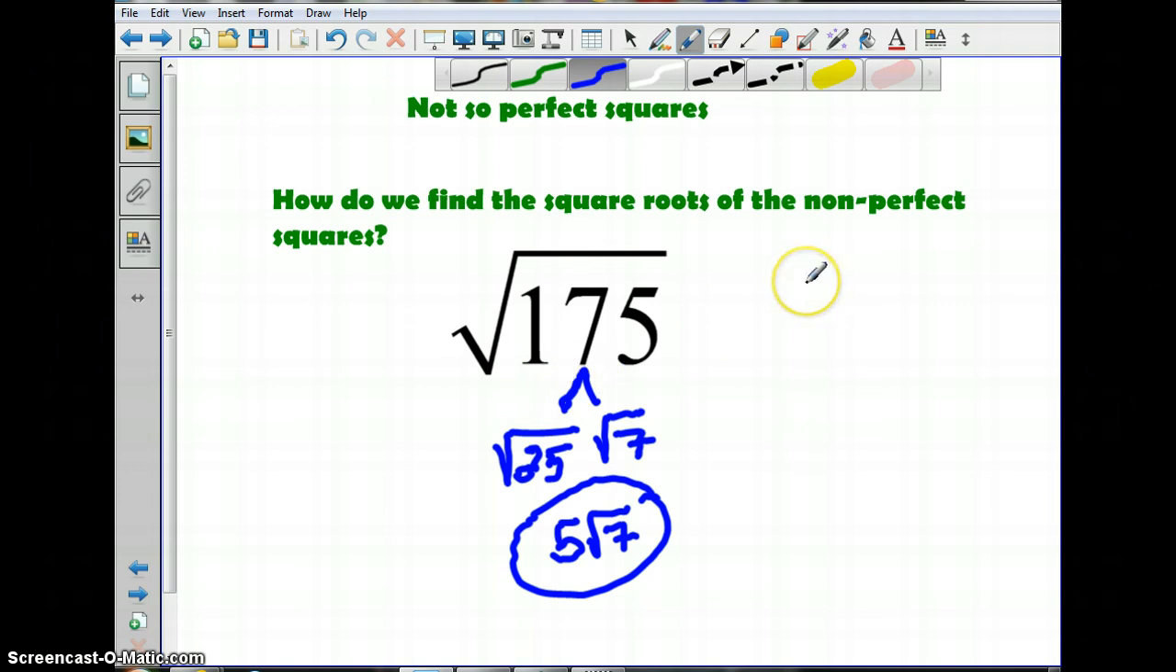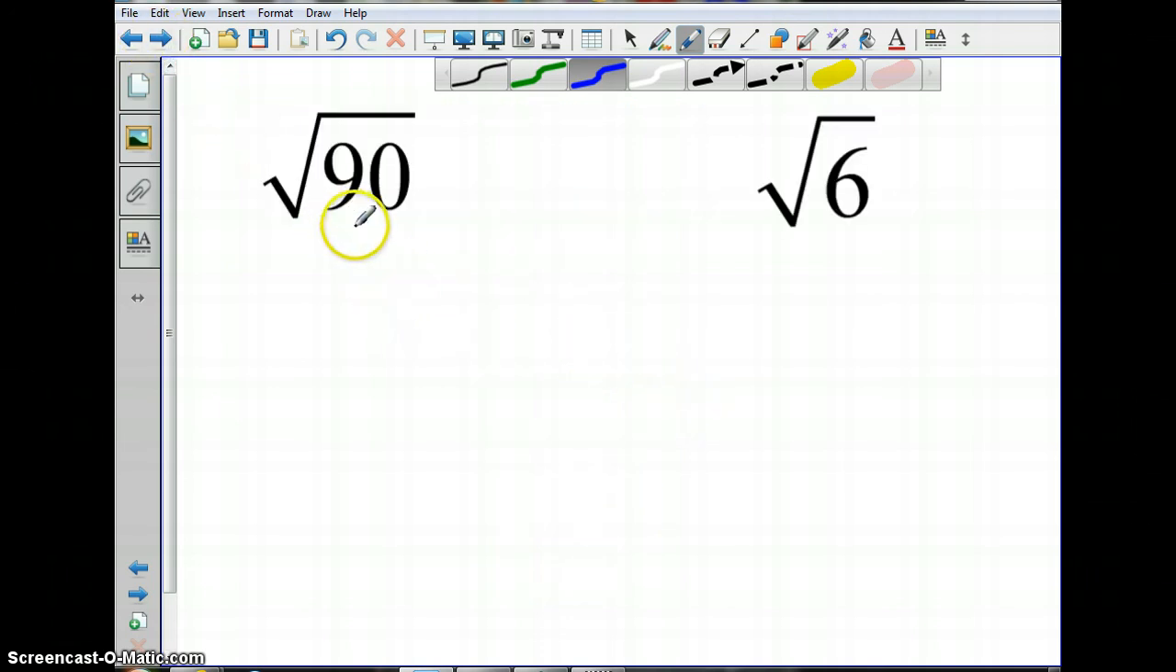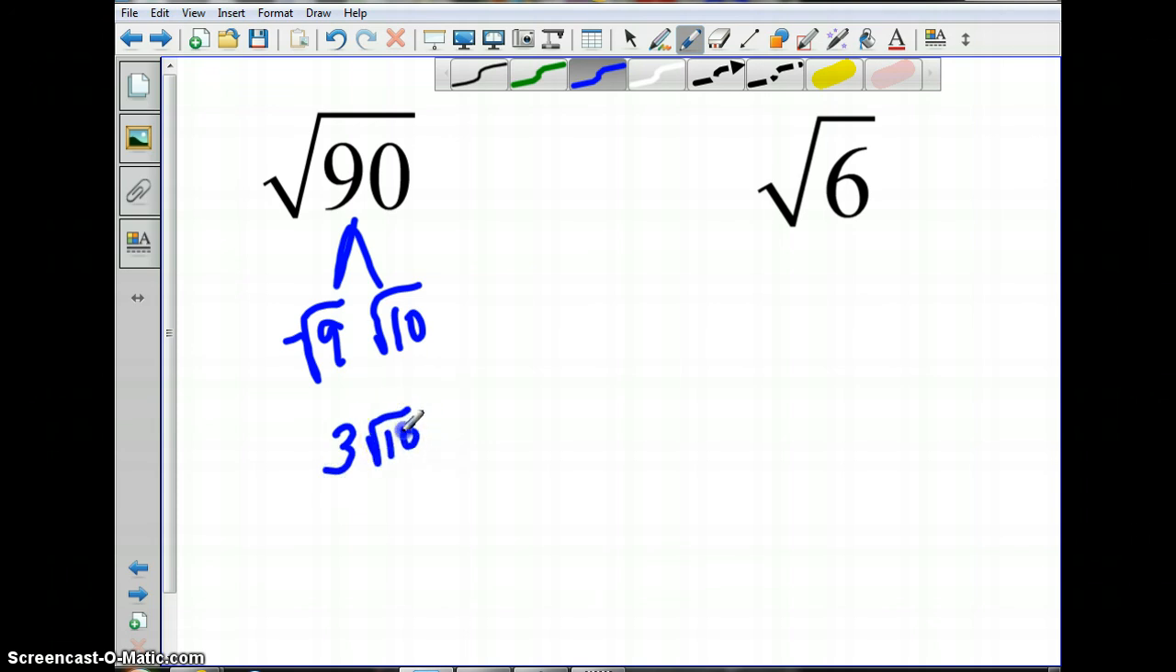Okay. So that's how you would do that. You would find a perfect square that goes into 175. So that list of perfect squares, if you could find that, that would be very helpful. What about 90? Is there a perfect square that goes into 90? Yeah, what about 9? 9 and 10. Are there any perfect squares that go into 10? Well, 5's not a perfect square, nor is 2, so we have to leave it. This is kind of like a prime factorization tree. Do you guys remember that? So it would be 3 square roots of 10.